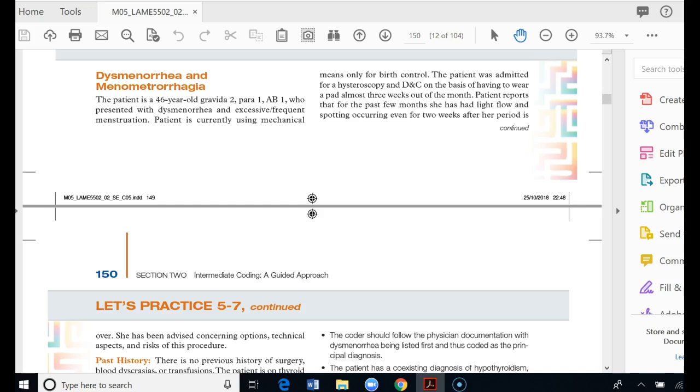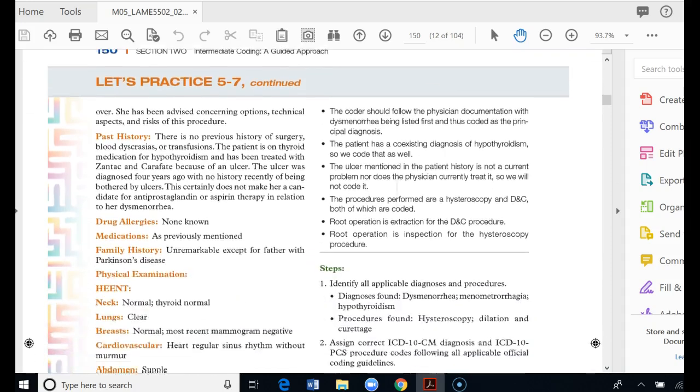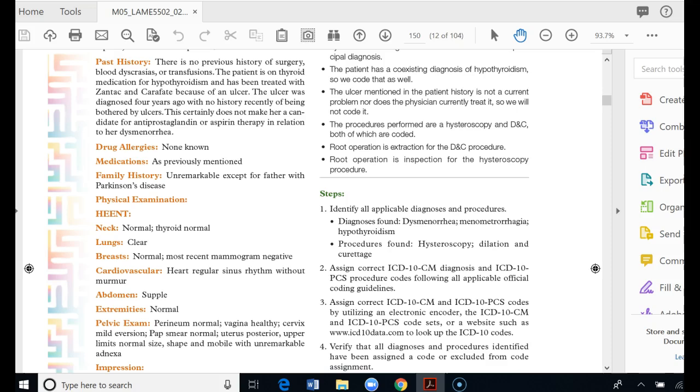She's admitted for a hysteroscopy and D&C on the basis of having to wear a pad almost 3 weeks out of the month. She reports that for the first few months, it's been light and spotting for 2 weeks after her period is over. Then if we look at the past history, there's really nothing except that she is on thyroid medication for hypothyroidism. So we're going to code that.